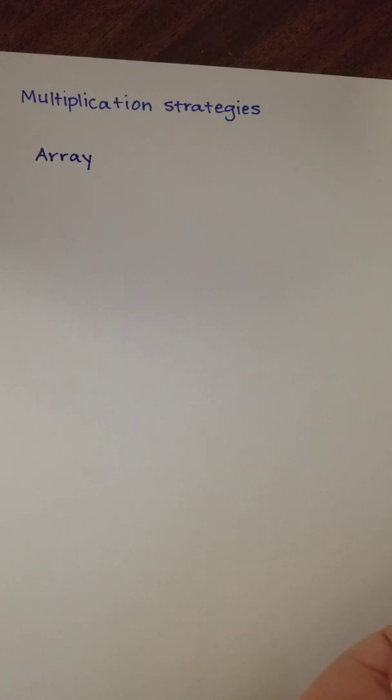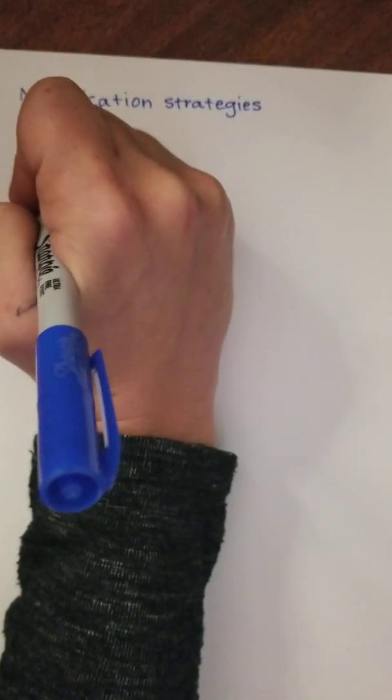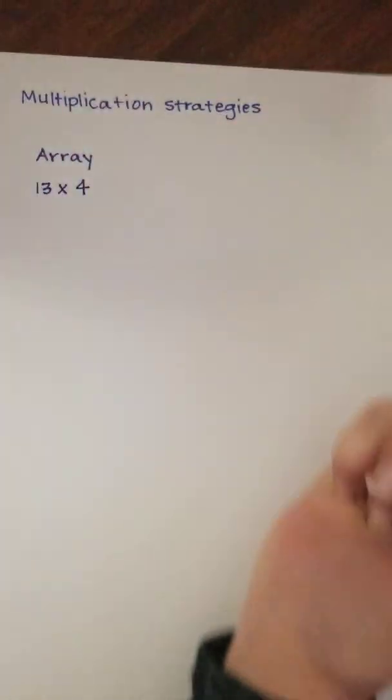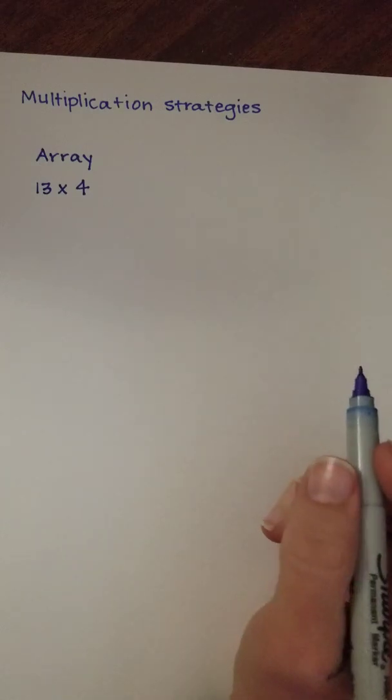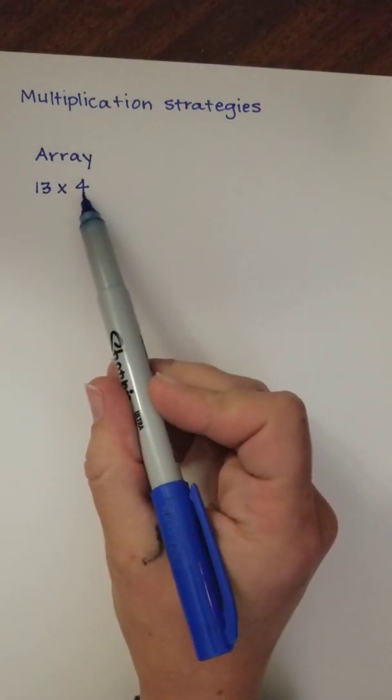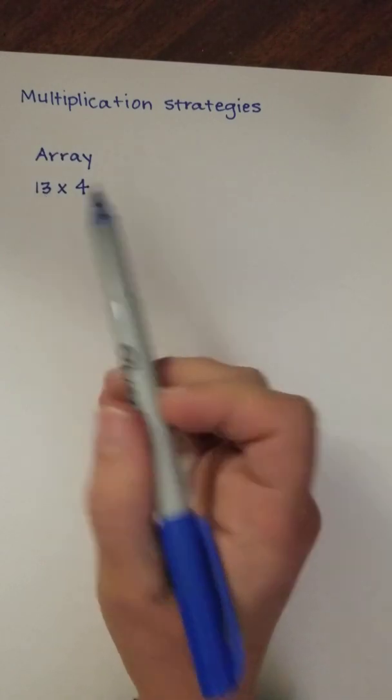I'm going to first start out with an easier problem just to show you how it works, and then I will go into a harder problem, and then I'll continue to use the harder problem for the rest of the strategies. So the very first problem I'm going to show you is 13 times 4. The idea with this strategy is to split up the tens and the ones so that you can multiply easier problems. So the 4 is ones, but the 13 is a 10 and a 3.